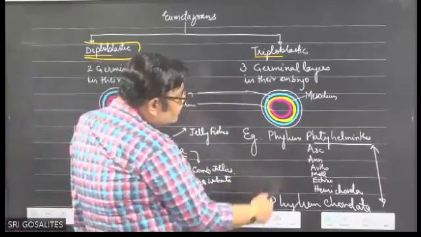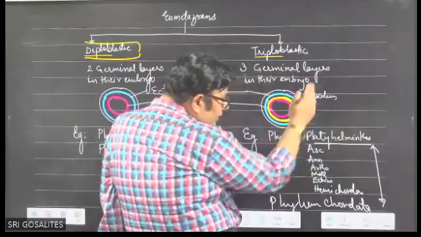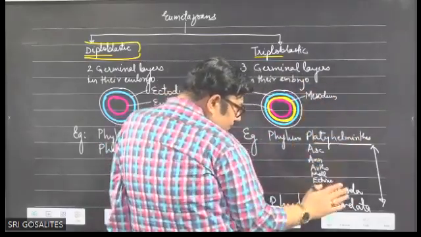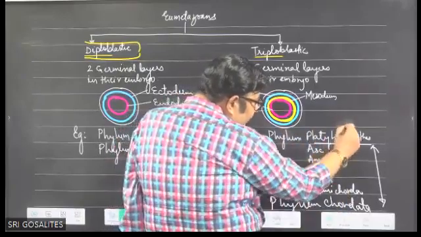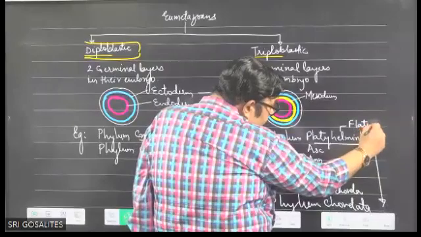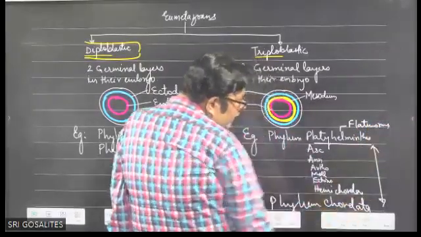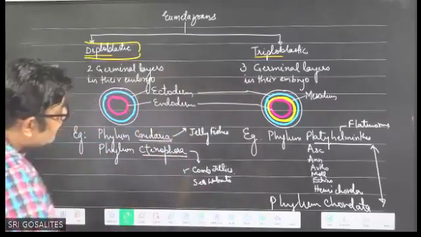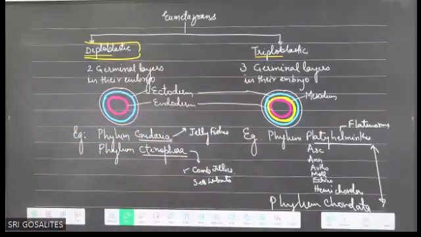Coming to the triploblastic, we are starting from phylum Platyhelminthes onwards to phylum Chordata. Phylum Platyhelminthes are the flatworms. Aschelminthes, the roundworms. Annelida, animals with true segmentation. Arthropoda, invertebrates with jointed legs. Mollusca, animals with soft body and shell. Echinodermata, animals with spines on the skin. Hemichordata, the half chordates, and the most advanced of them are the chordates.